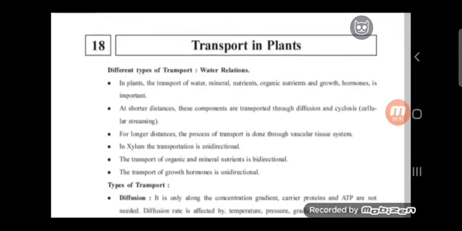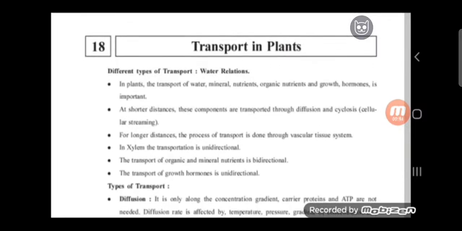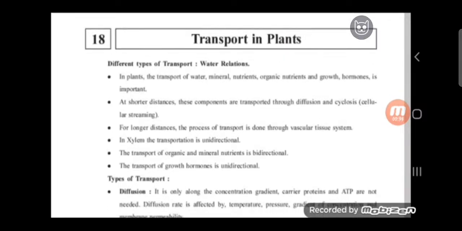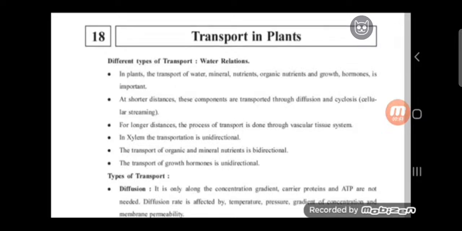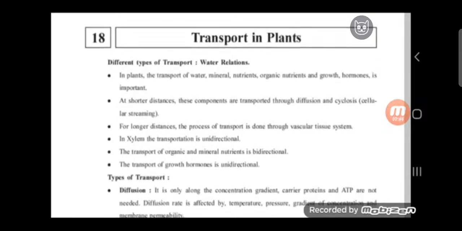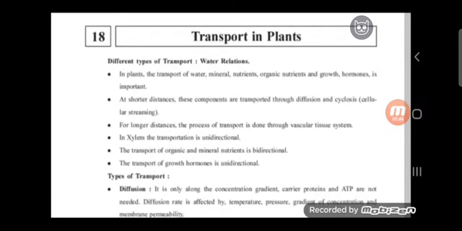So let us start. Before I go to the questions of this chapter, first we have to know a little bit of the basics. First we'll remember what all we have learnt in this chapter, and then we'll go to the explanation.